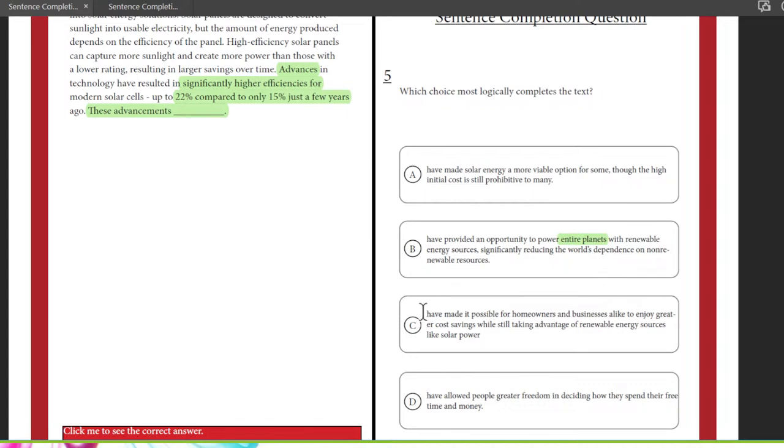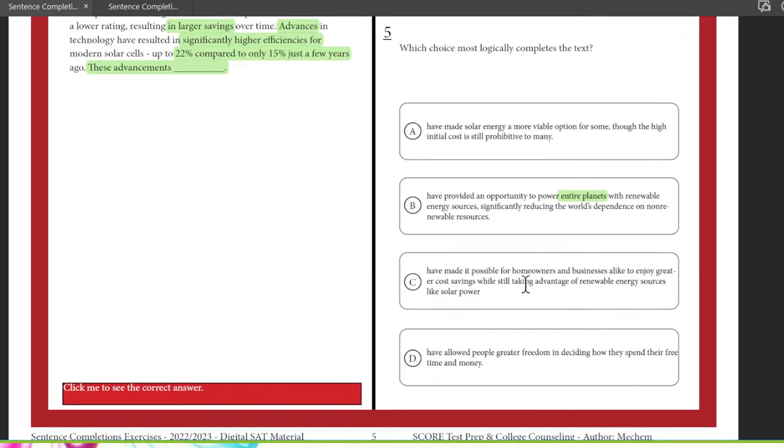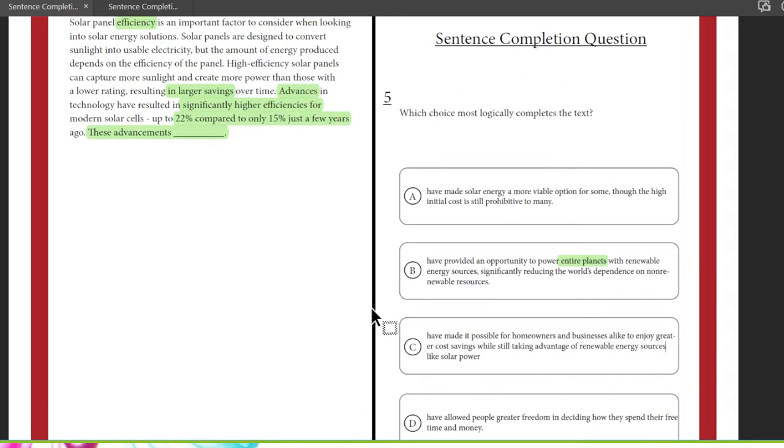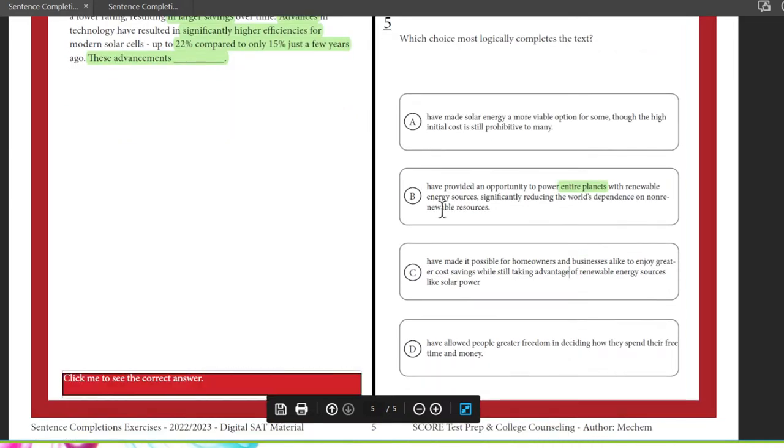So looking at C, I think this is the right choice because, okay, made it possible for homeowners and business alike to enjoy greater cost savings. That makes sense. And there was something about savings in here if I kept reading a little more. But again, I understand that from the efficiency thing. Like, that's clear. Taking advantage of renewable resources. Okay, so people can save money, take advantage of renewables. It's becoming a little more accessible, more possible for average people, right, to save some money and use this energy source. I think C is a good answer, and it is. All right, so that's what we want.